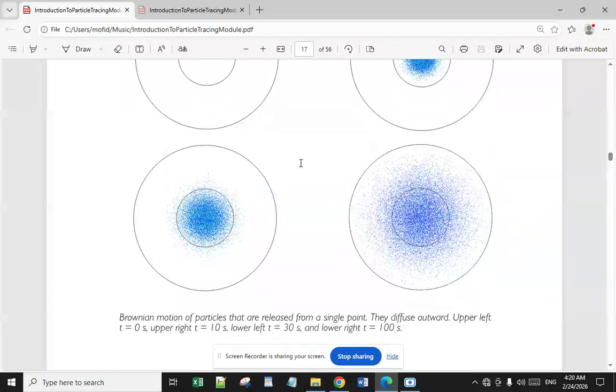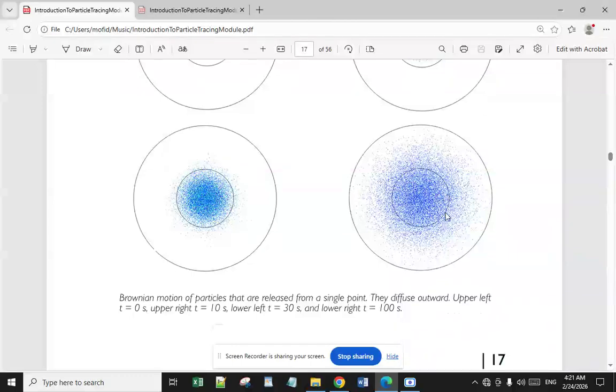So you can see the Brownian motion of particles that are released from a single point. They diffuse outward. Upper left is t equal to 0, and upper right is t equal to 10 seconds. Lower left is t equal to 30 seconds, and the lower right is t equal to 100 seconds.